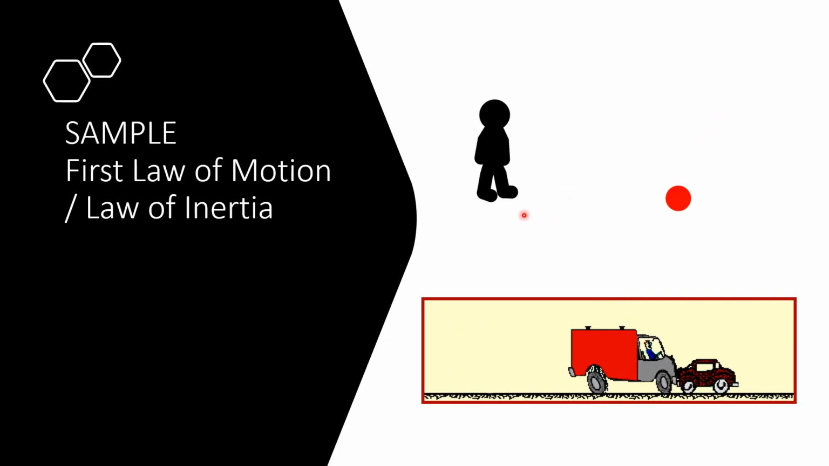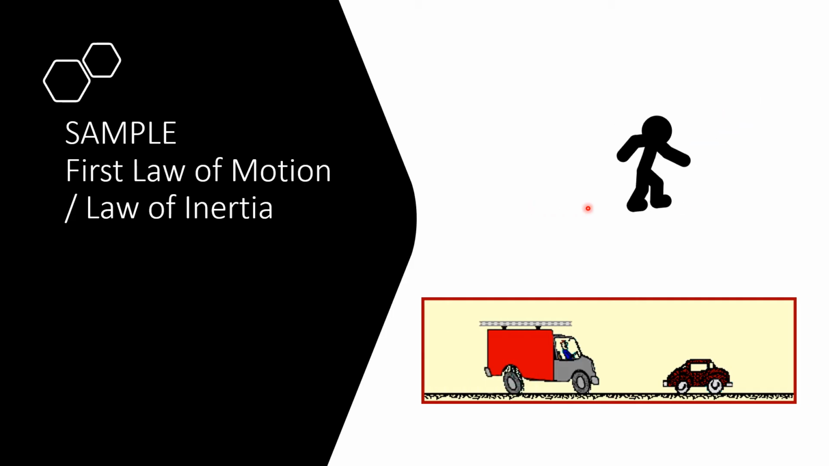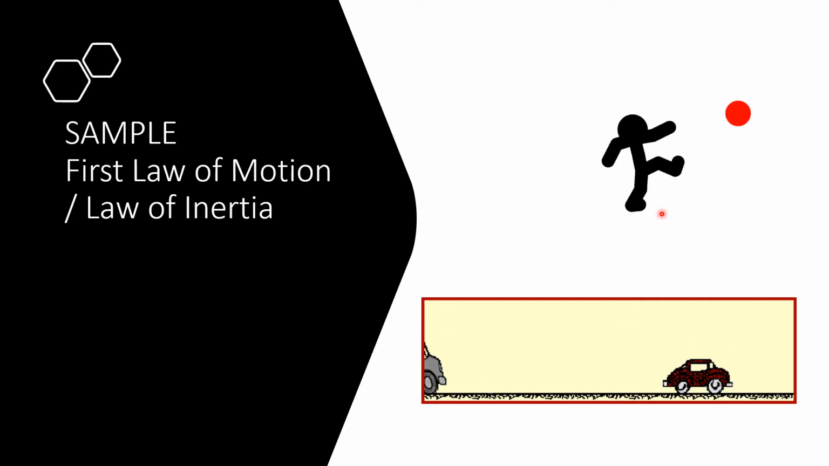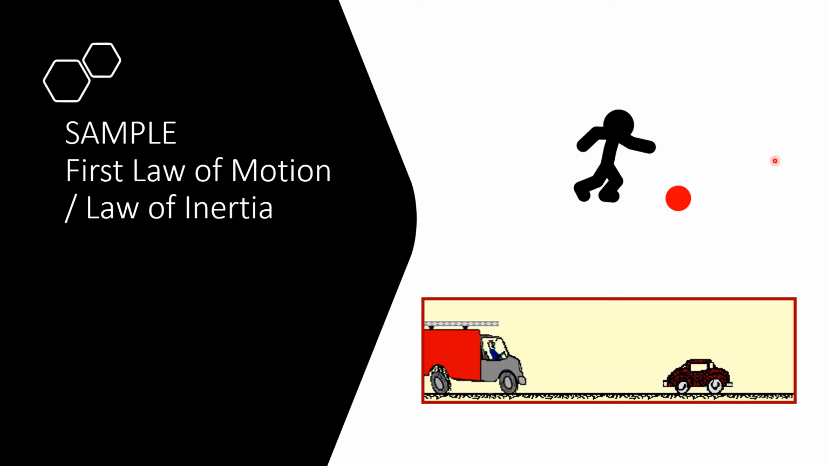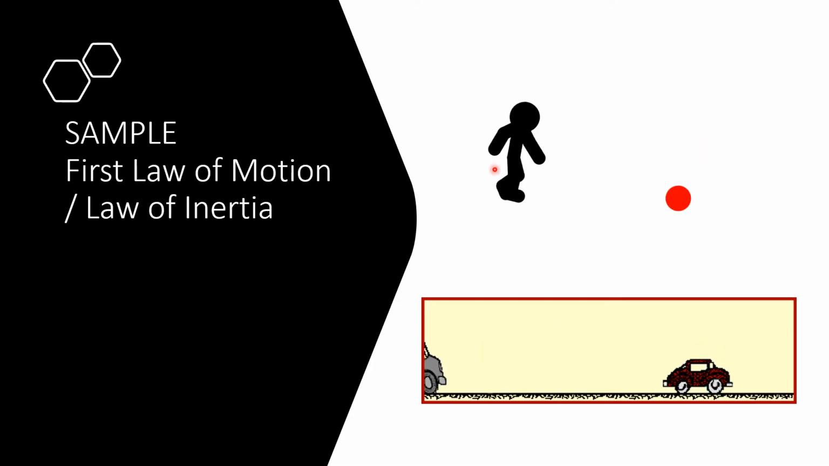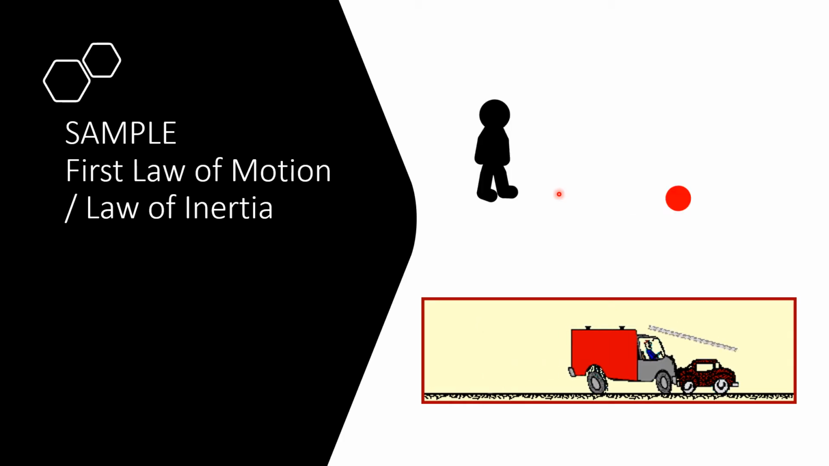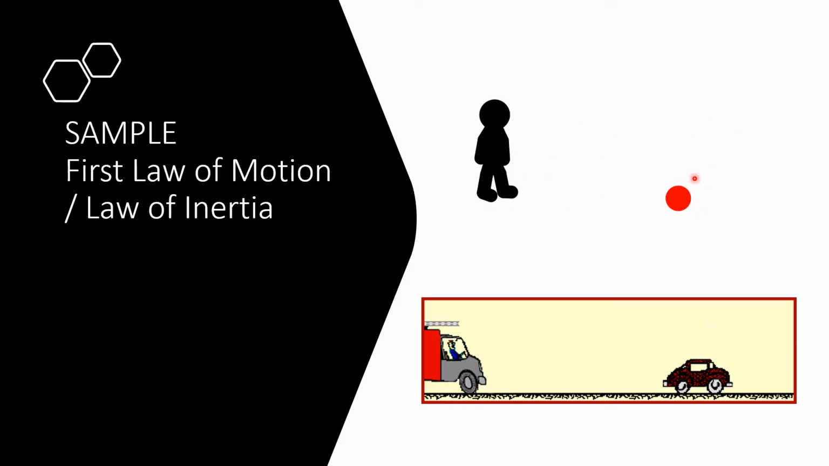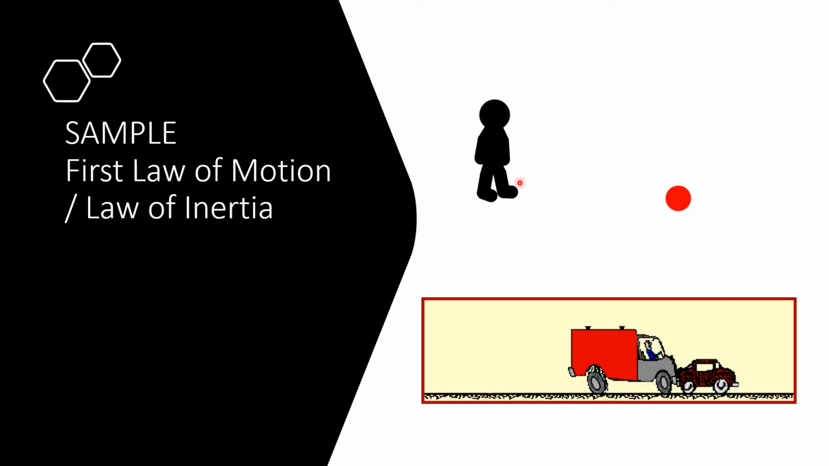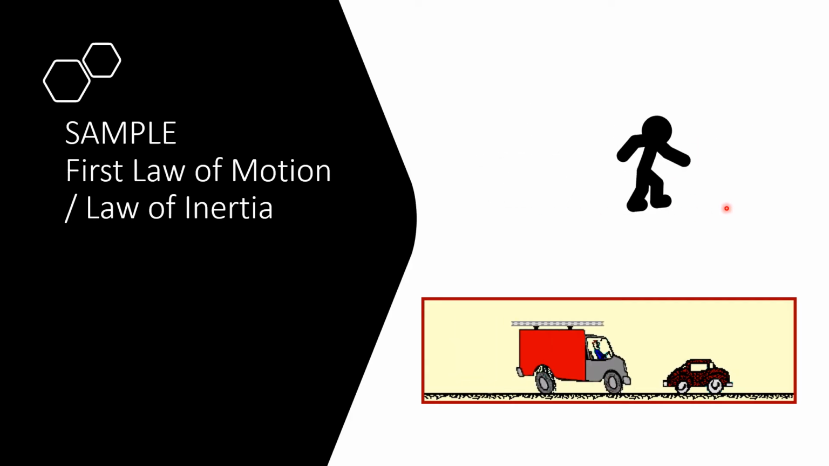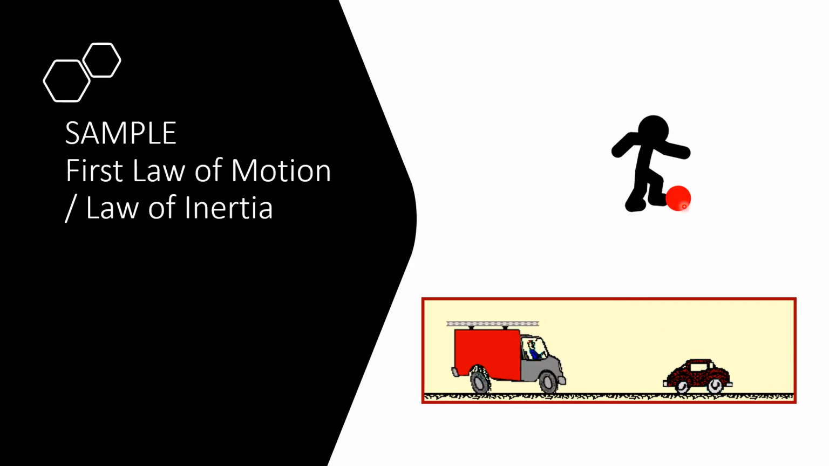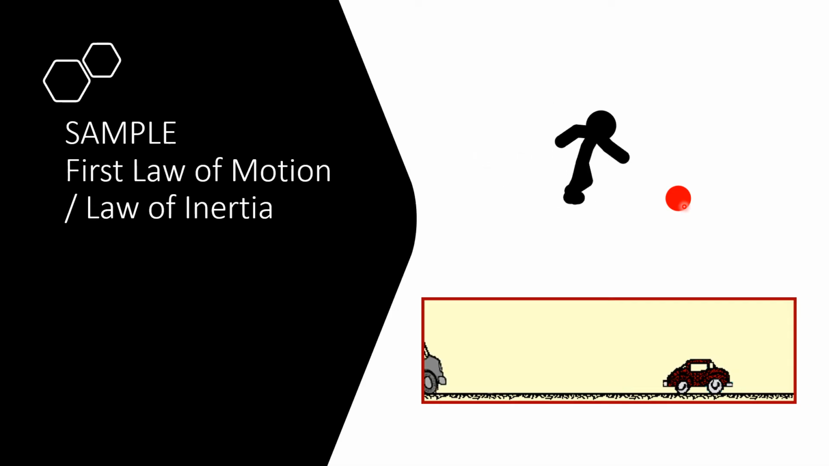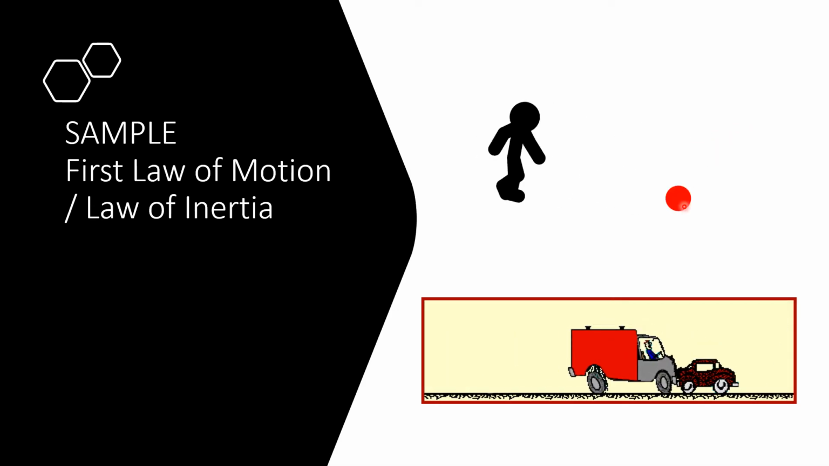Let's say I have here a stickman. As you can see, this stickman kicked the ball, or applied a force. So from rest, the ball moved, because the stickman exerted a force toward it. So the ball experienced an unbalanced force in this direction. That's why the ball moved. But without any unbalanced force, the object will remain at rest, because according to the first law, an object that is at rest will remain at rest.